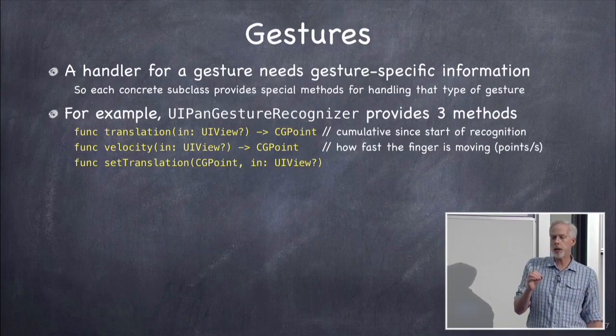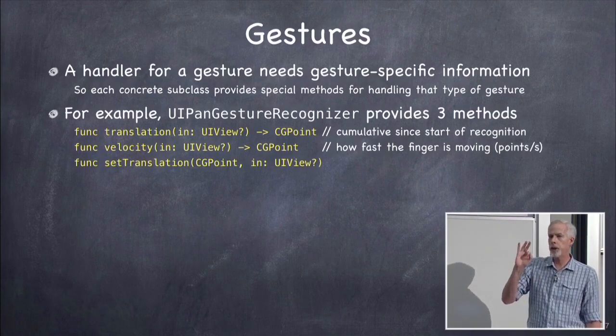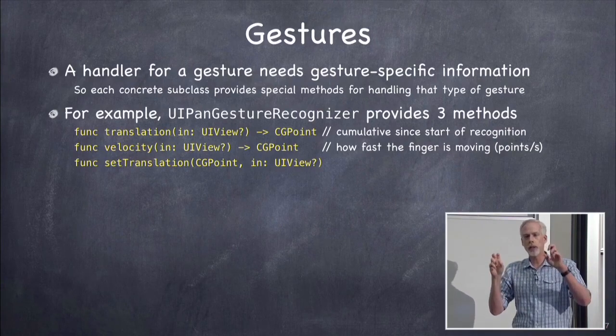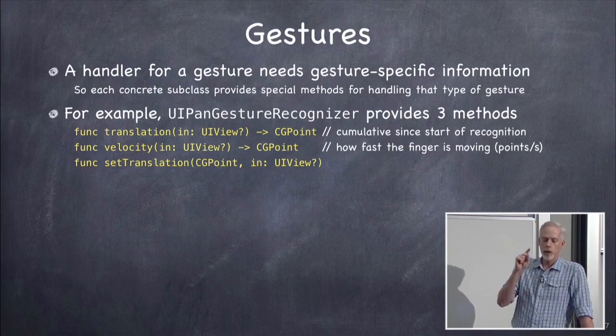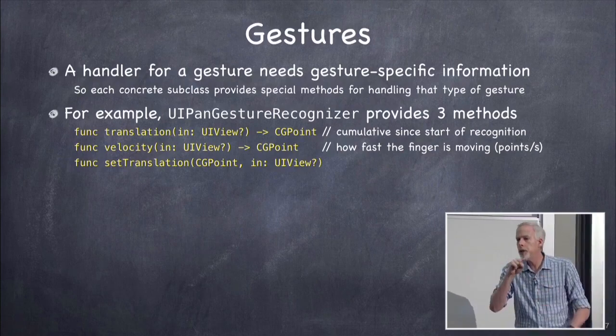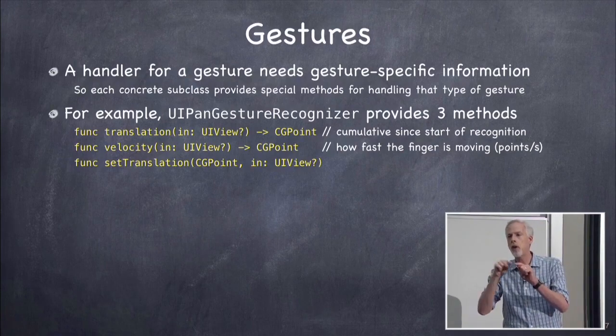Now, for a pan gesture recognizer, there's actually a little more, but there are these three very important pieces of concrete information about the pan. So translation in view is a function in the pan gesture recognizer where you can ask it, how far has this pan moved since it started?